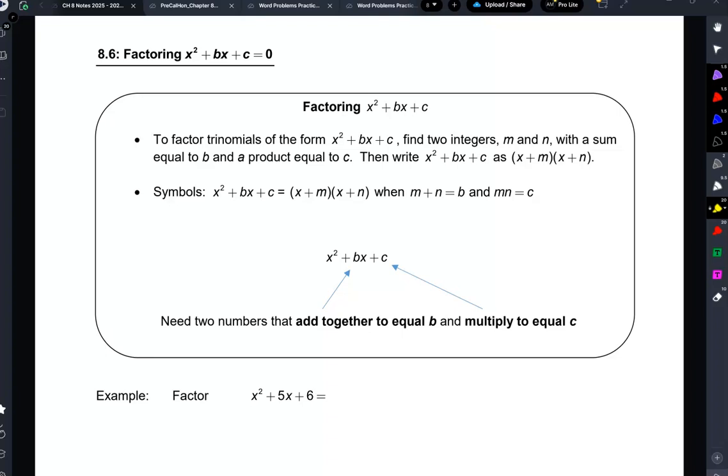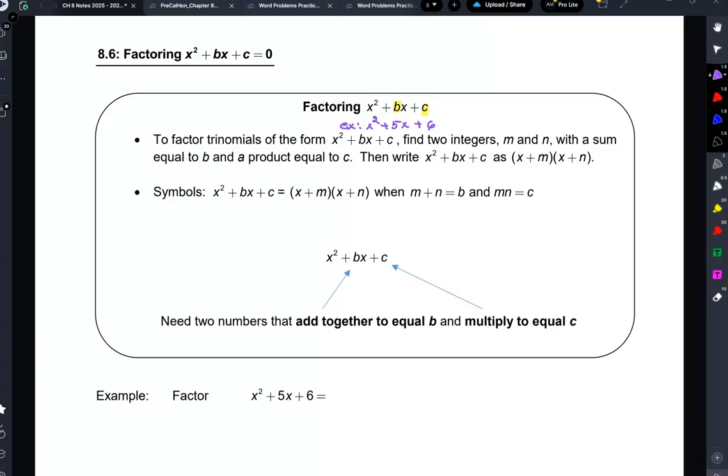All right, so the types of problems we're going to factor today look like this. They're quadratic expressions: x squared plus bx plus c. What does that mean? The b and the c are constants. They're coefficients. So for example, if I have x squared plus 5x plus 6, that's the type of expression we're going to factor today.